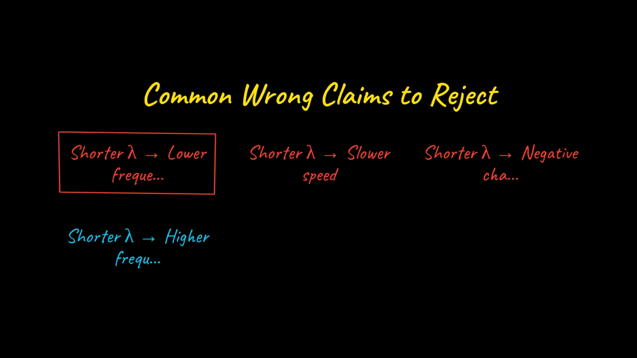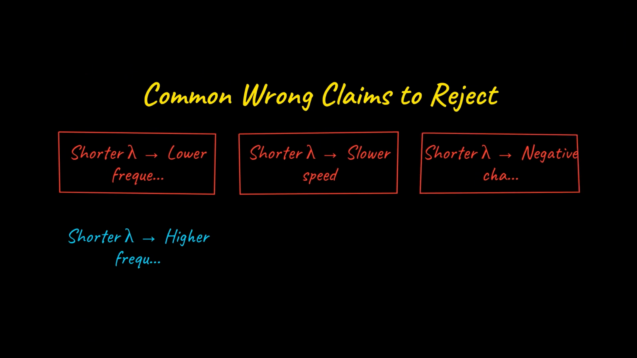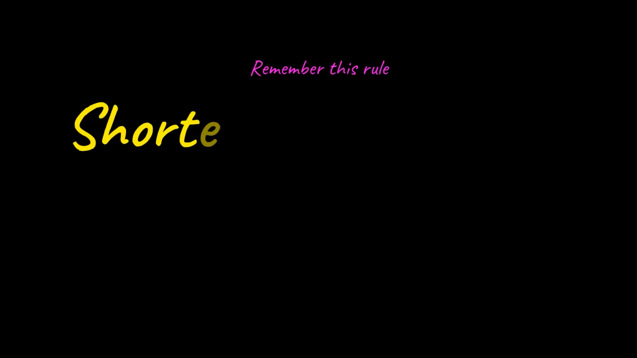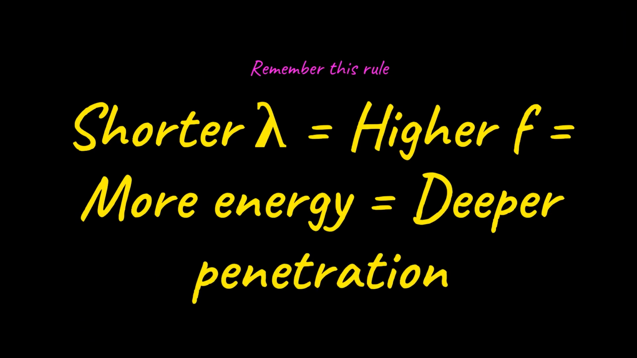Exam writers test this by reversing the pairing or inventing false properties. A shorter wavelength does not lower frequency, does not slow the wave, and does not add a charge. X-rays carry no charge at any wavelength, and all electromagnetic radiation travels at the same fixed speed regardless of wavelength. Shorter wavelength and higher frequency are two descriptions of the same rapidly cycling wave. Keep that pairing firm, and the energy and penetrating power of an X-ray beam follow directly.